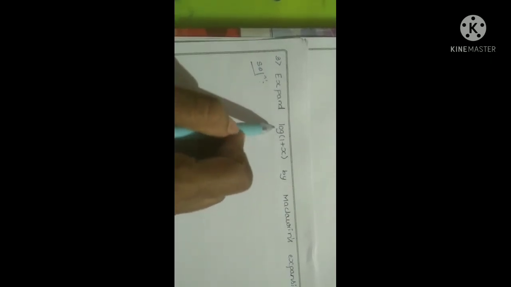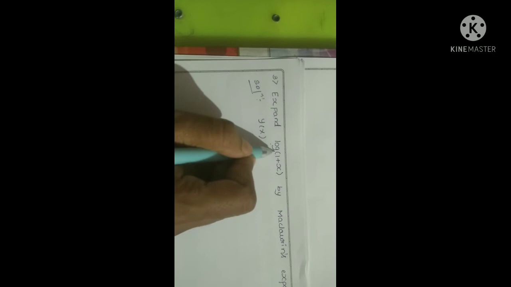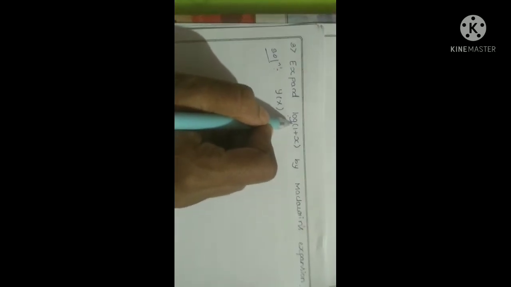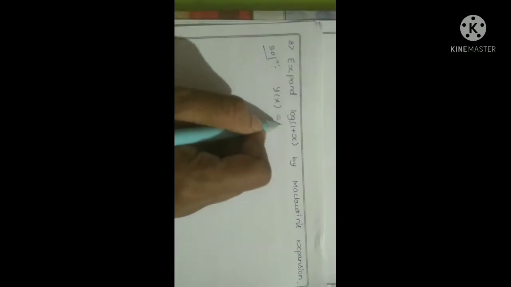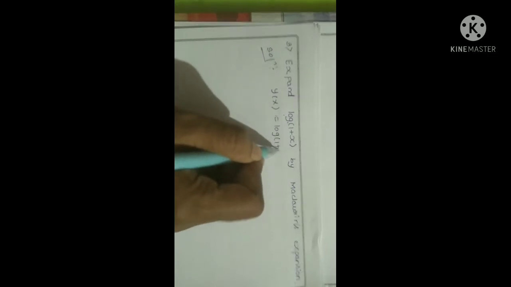That is one more problem: expand log of 1 plus x by Maclaurin's expansion. So the solution. First, what do you have to do? The given function is log of 1 plus x. Equate this log of 1 plus x to y of x. First you have to equate this given function to y of x. So it becomes y of x equals log of 1 plus x.